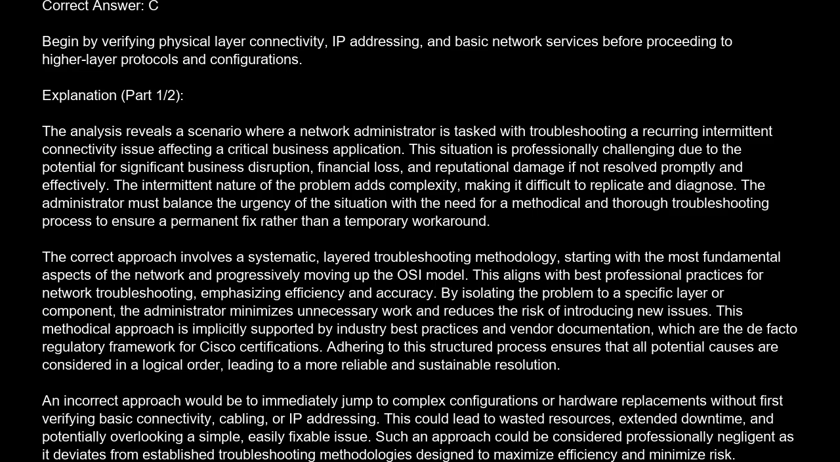The correct answer is C. Begin by verifying physical layer connectivity, IP addressing, and basic network services before proceeding to higher layer protocols and configurations.